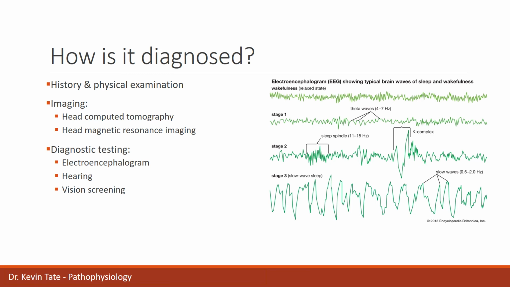Diagnostic testing, since this is impacting nervous tissue, we're going to expect there might be changes in the electrical activity occurring in the brain, so that's an electroencephalogram, or EEG for short. We might see abnormal hearing patterns or vision patterns, right? Just like what we've seen previously, if you have neural disorders that are affecting the brain, they are likely impacting other components as well.